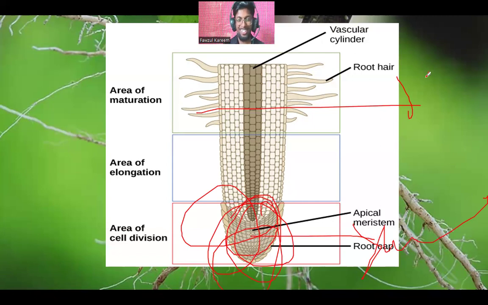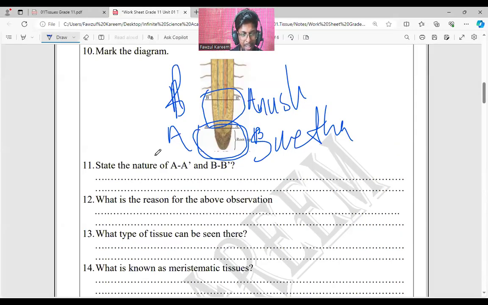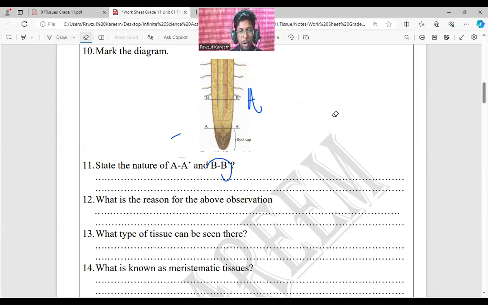Okay. So this is permanent tissues and this is meristematic tissues. I think I explained many times, right? So state the nature of A dash and B dash. They are keeping a name on the area. Can you say the nature of this A dash and B dash?